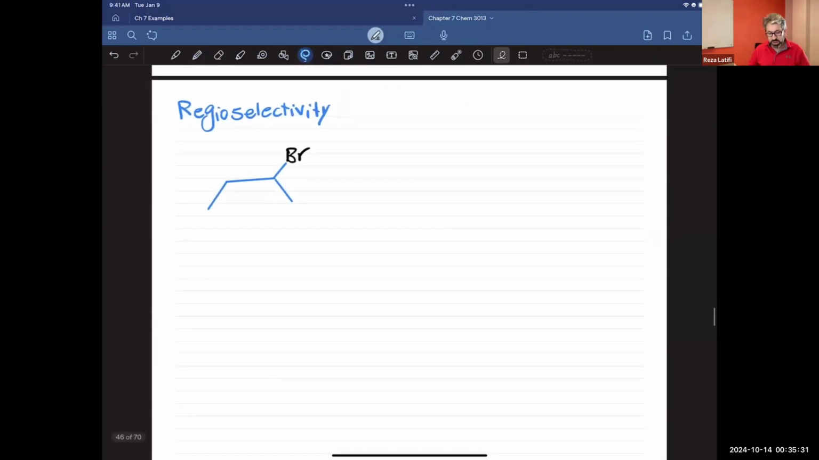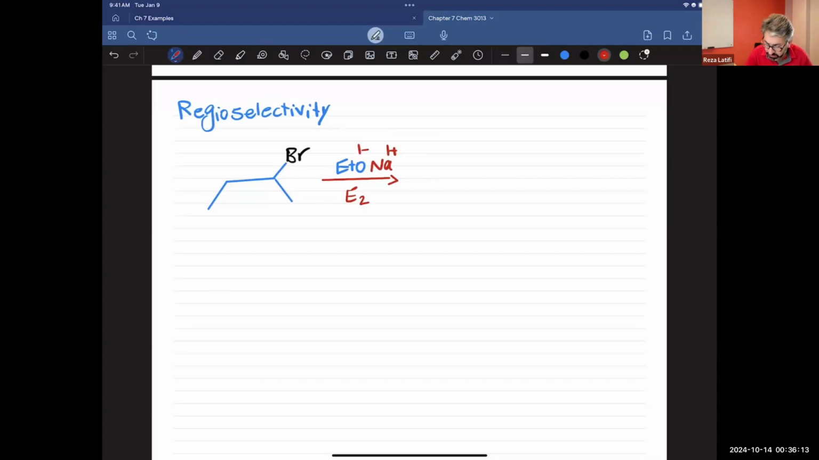For the first one, regioselectivity, we have an alkyl halide, and we're going to treat it with a strong base, so the reaction will go under E2. Say we are dealing with E2, and this is going to be our base, ethoxide, paired with sodium. Sodium will have a positive charge, so this one will have a negative charge. You can also write it simply as EtO, with sodium close to it.